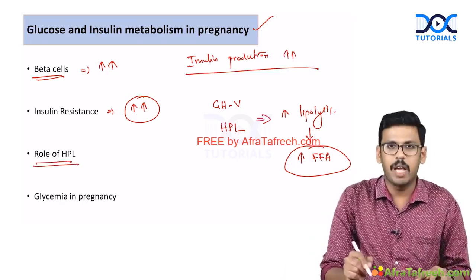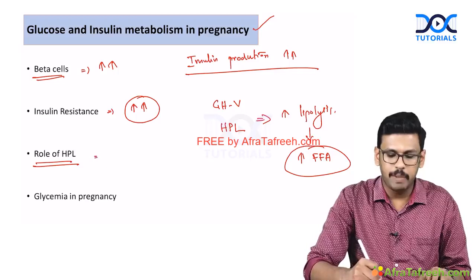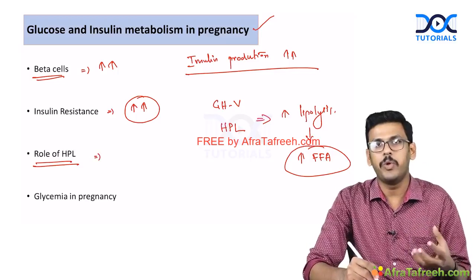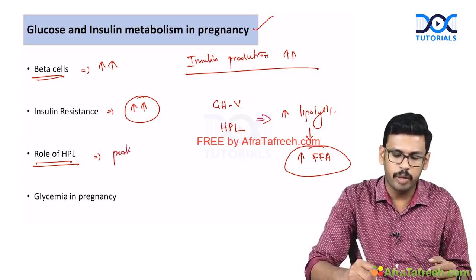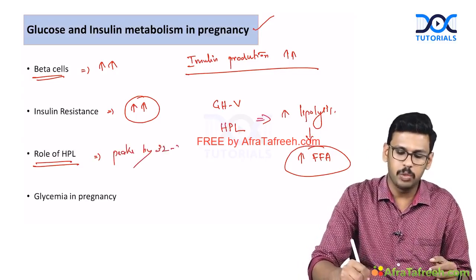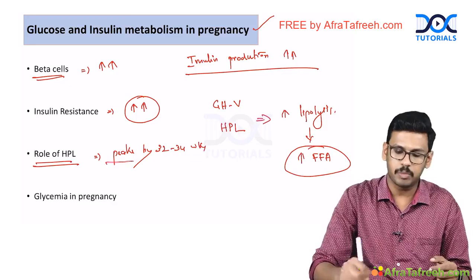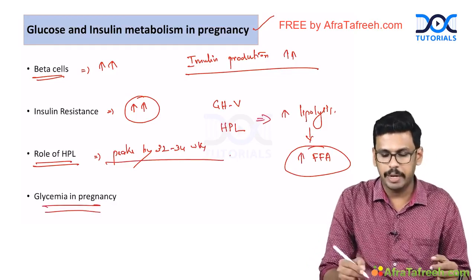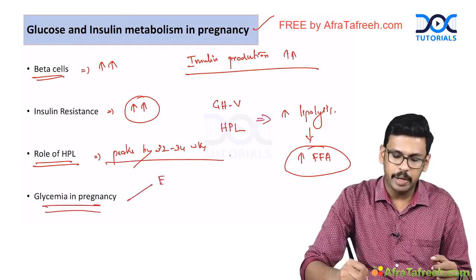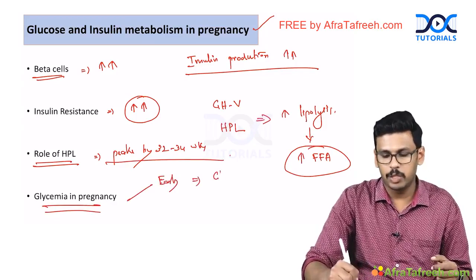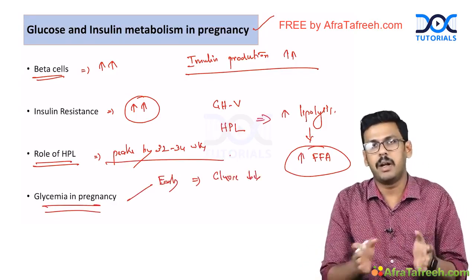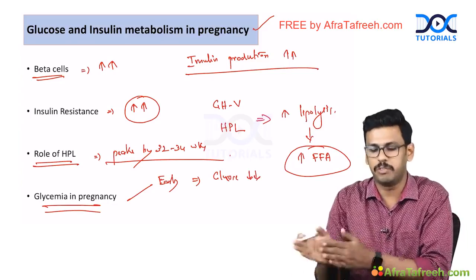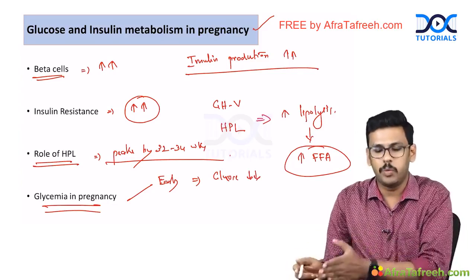The role of HPL we have already learned. The HPL levels start increasing by around 22 to 24 weeks, and it peaks by around 32 to 34 weeks. And what about glycemia in pregnancy? In the early pregnancy, the glucose level actually reduces. Why? Because there is increased transplacental transfer of glucose from the mother to the fetus. So, the maternal glucose levels would decrease.